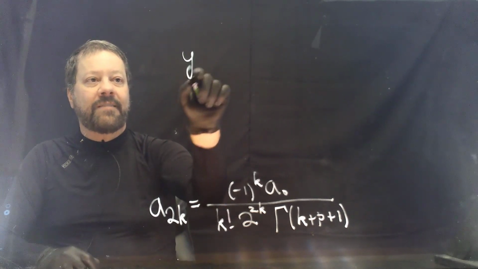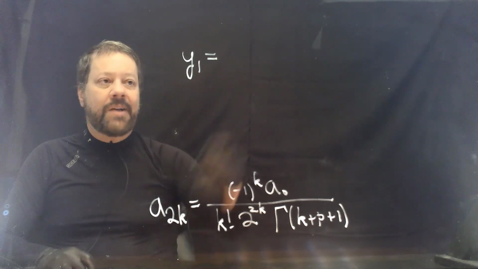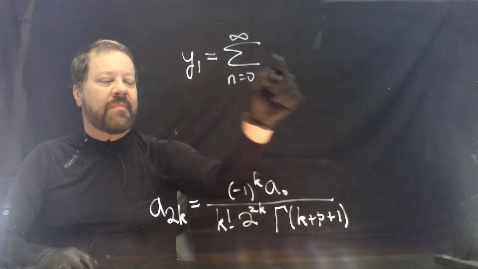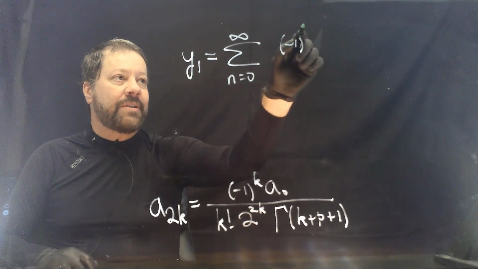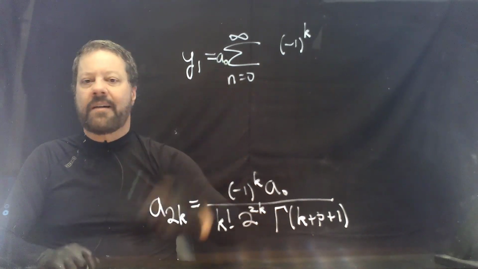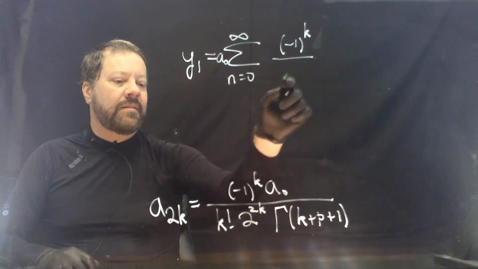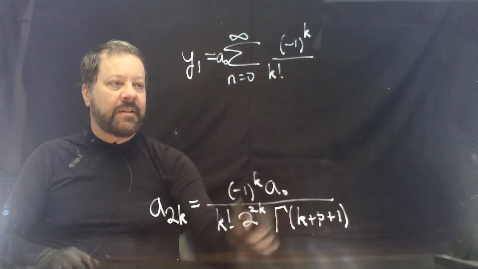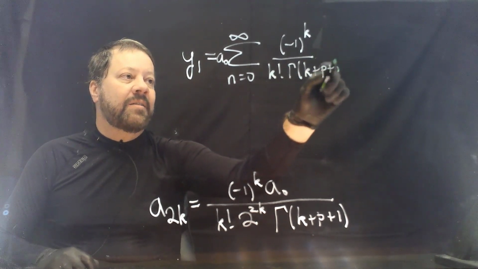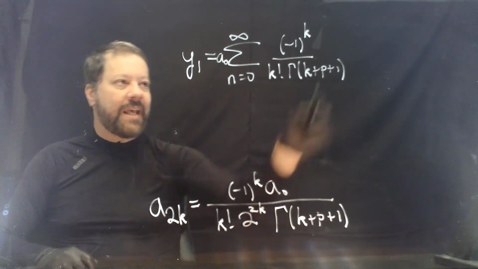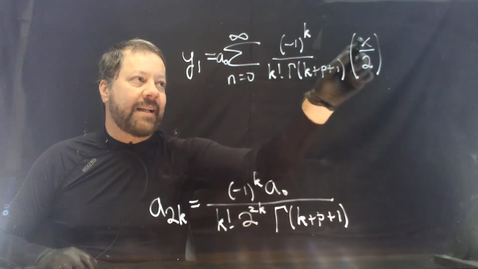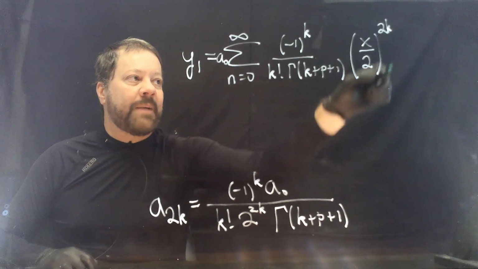Our solution then to Bessel's equation is the sum. N goes from 0 to infinity. We'll have negative 1 to the k. The a naught can be factored out of the whole thing. That's just going to be a constant. We'll have k factorial, gamma of k plus p plus 1. I'm going to take this 2 to the 2k and combine it with my x to the 2k and write that as x over 2 to the power of 2k.